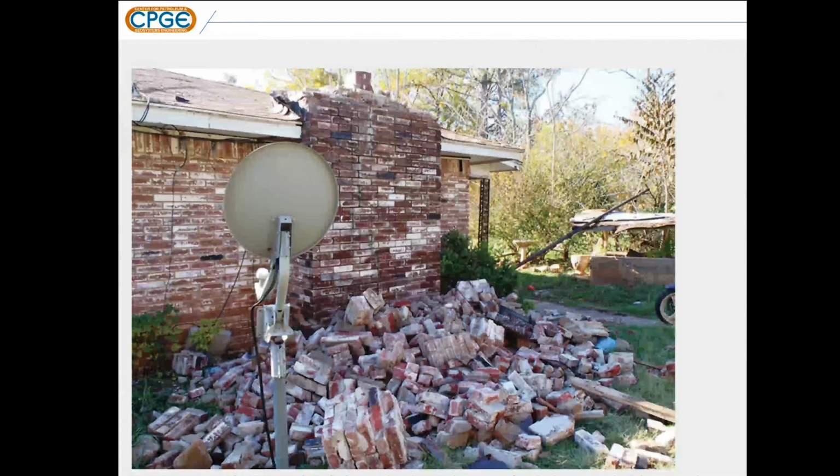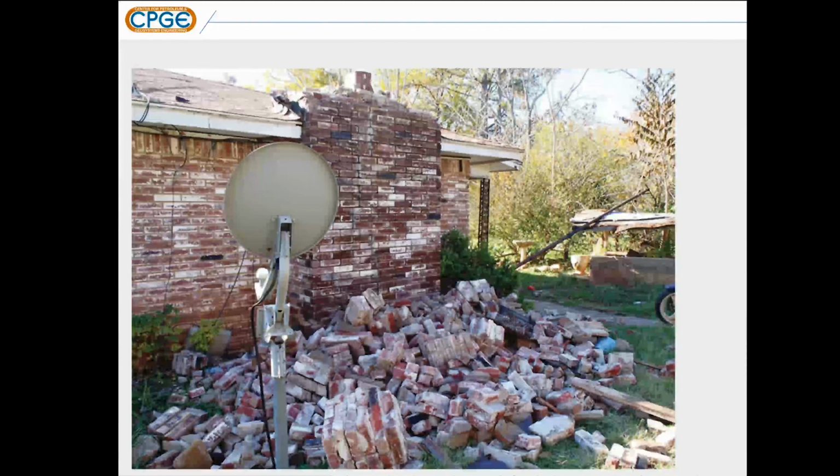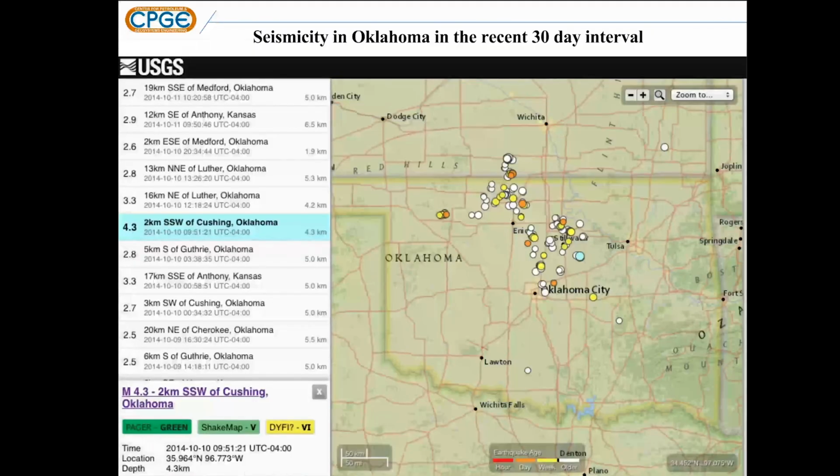Well, one of the earthquakes in 2011 had a magnitude of 5.6, which is no joke. In fact, that may be the largest earthquake anywhere in the world caused by fluid injection. That earthquake did cause some damage, although the damage was quite localized. And these earthquakes have continued. On this map are earthquakes in Oklahoma over the 30-day interval from mid-September to mid-October of this year.